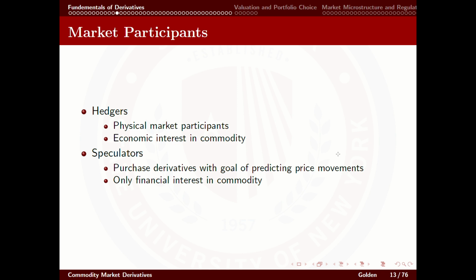So let's talk about who is participating in this market. First off, we can talk about hedgers. These are physical market participants. They have an economic interest in the commodity. These are people who are interested in trading contracts because they care about the price and they don't want to be exposed to this type of price risk. And then you have speculators who are purchasing derivatives with the goal of predicting price movements and making profit either on the fact that hedgers need liquidity or because they have an opinion about how prices are going to move. Speculators only have a financial interest in a commodity. You can be both a hedger and a speculator because you might want to hedge the physical position slightly, but you might also have an opinion as to how prices will move.